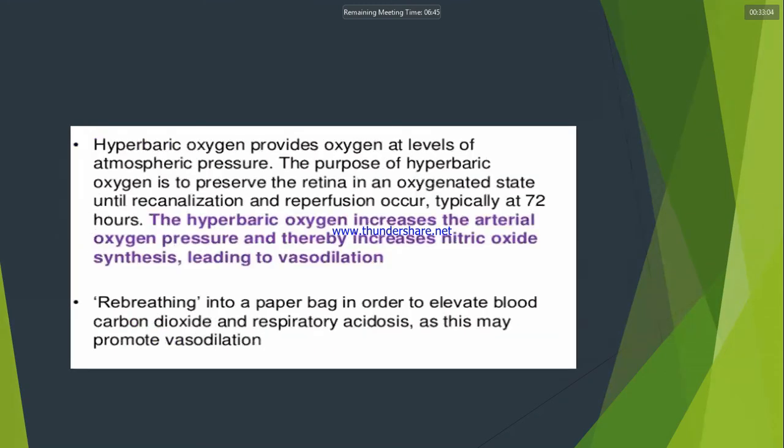Hyperbaric oxygen provides oxygen at the level of atmospheric pressure, and its purpose is to preserve the retina in an oxygenated state until recanalization and reperfusion occur, typically at 72 hours. Rebreathing into a paper bag is ordered to elevate the blood carbon dioxide and cause respiratory acidosis, as this may promote vasodilation. This is something we can advise and do in the emergency.